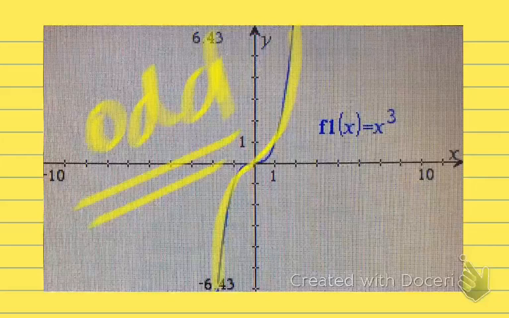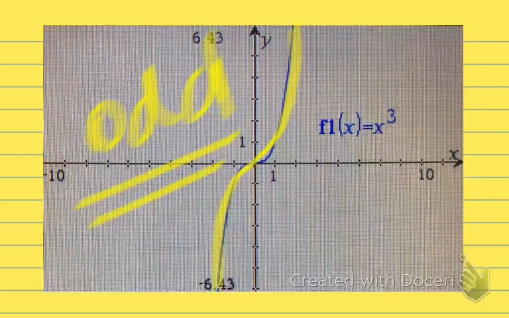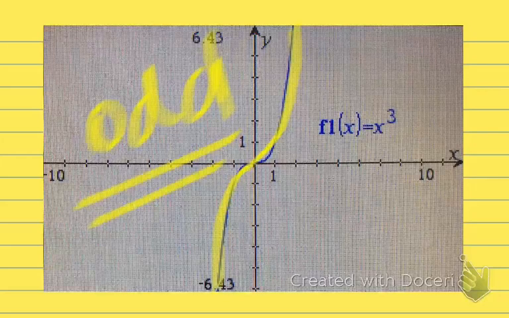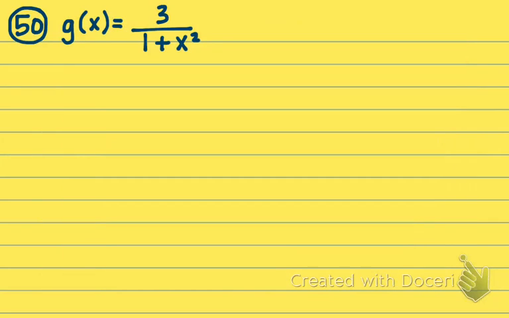And as I described in the study guide, and I will say to you over and over again, this is called symmetry with respect to the origin, is another way to describe it, but side-by-side quadrant reflection would be even symmetry, and diagonal quadrant symmetry would be odd. Let's look at number 50.